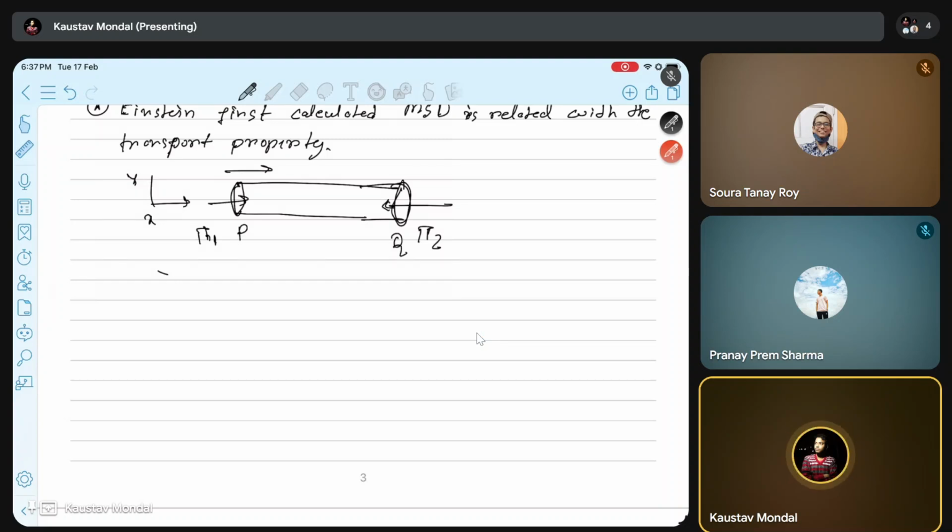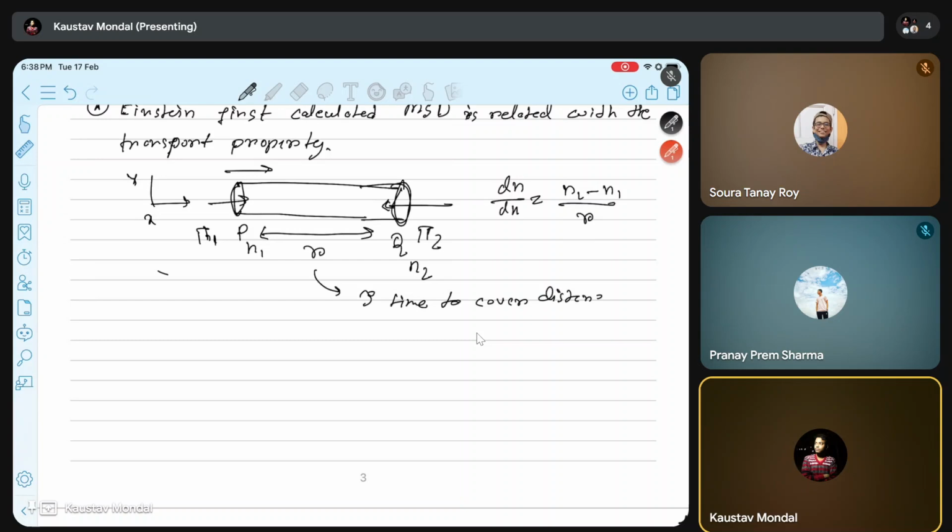The density of particles at point p is n1, and the density at point q is n2. The gradient of the particle density, dn/dx, is (n2 minus n1) by r. And r is the distance between them, and tau is the time required for the particle to travel from p to q, that is, to cover the distance r.